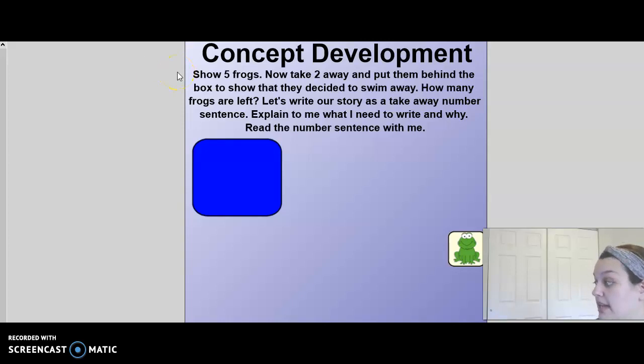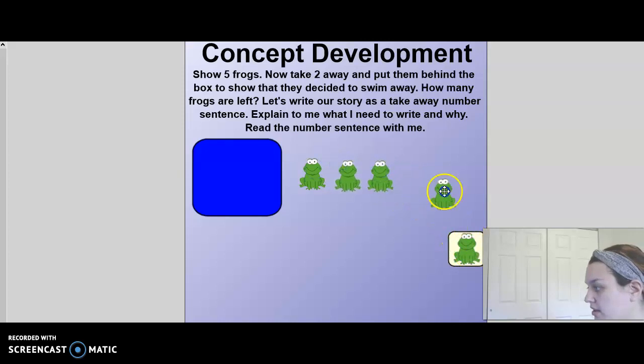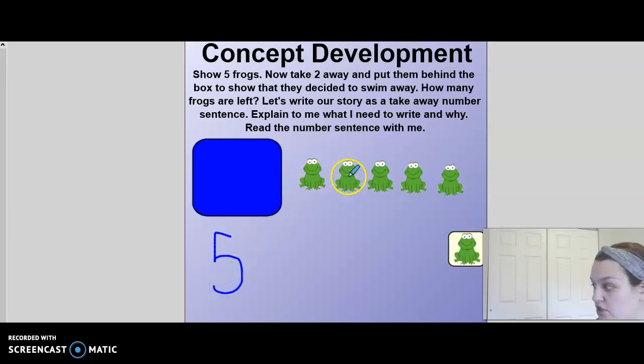Okay, so now it says to show 5 frogs. Again, so we're going to do 1, 2, 3, 4, 5. So remember, we can start writing our number sentences. We know these are all subtraction. We can start writing them right away. So we're going to take our whole, which is 5, 1, 2, 3, 4, 5, and we're going to subtract some, but we don't know how many until we read the next part of our problem.